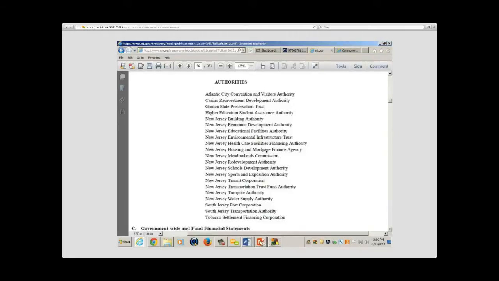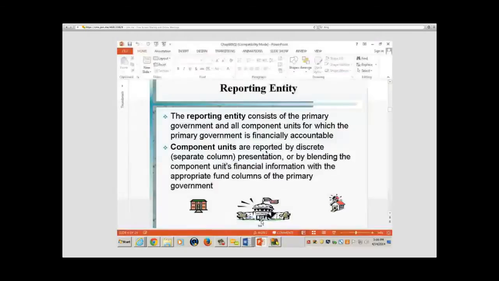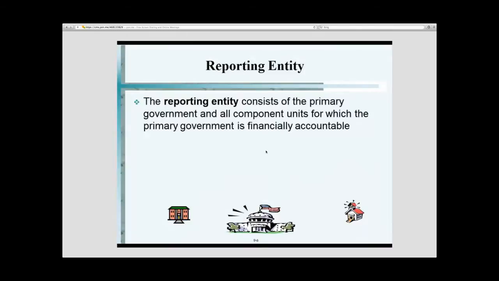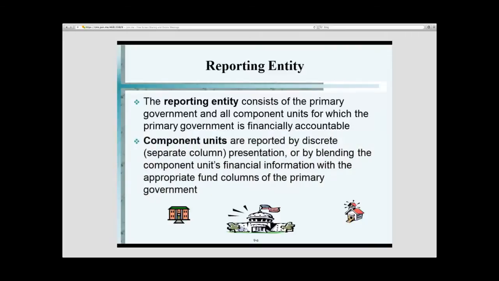Let me give you the definition of what the reporting entity itself is. It consists of the primary government, in which case, what is it? State of New Jersey, and all component units for which the primary government is financially accountable. What are those? Those are the component units. They're reported by discrete, separate column presentation, and I'll talk about blending for a moment.